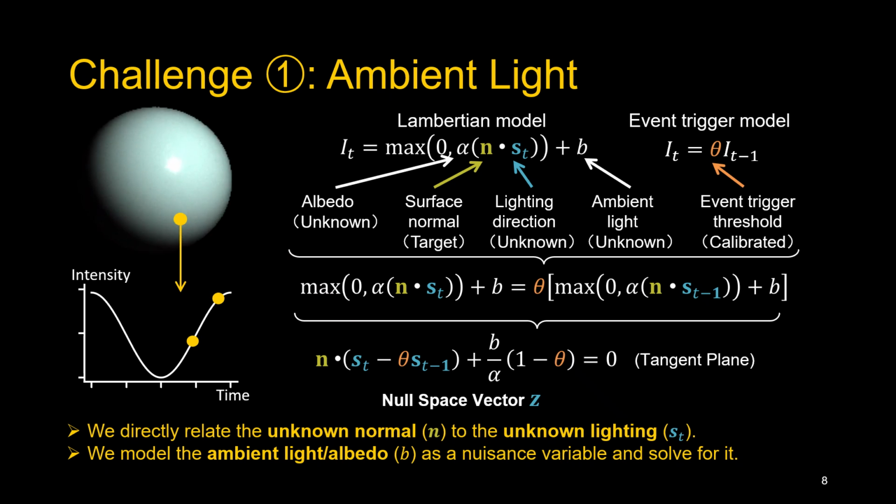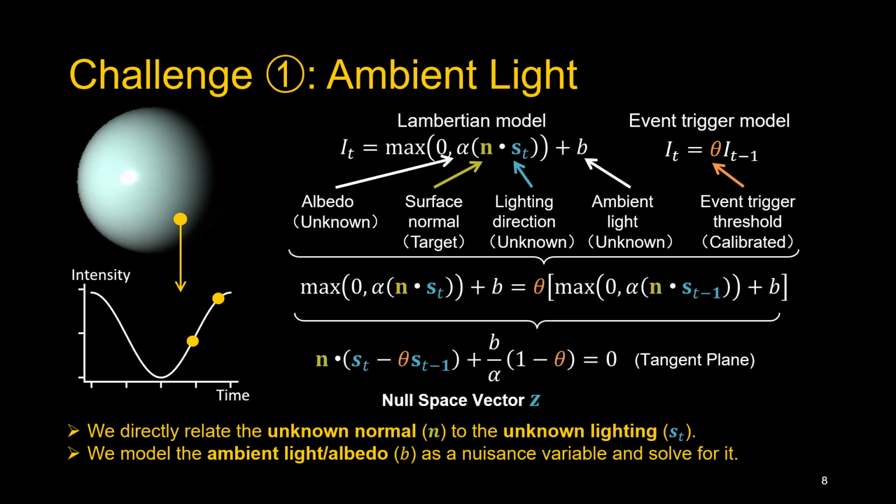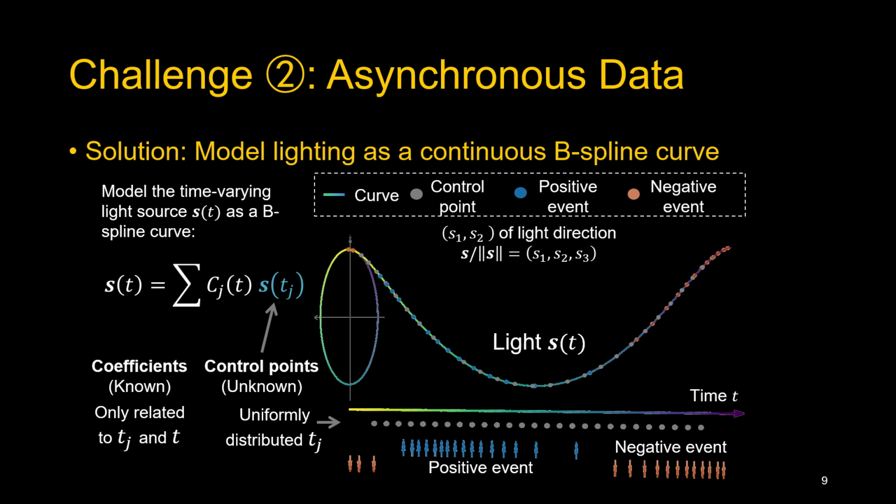But this constraint links normals to lighting at different asynchronous moments. To bridge these gaps in time, we model the unknown lighting path as a continuous B-spline curve. This creates a shared temporal backbone that connects every sparse event into a single, globally consistent system.